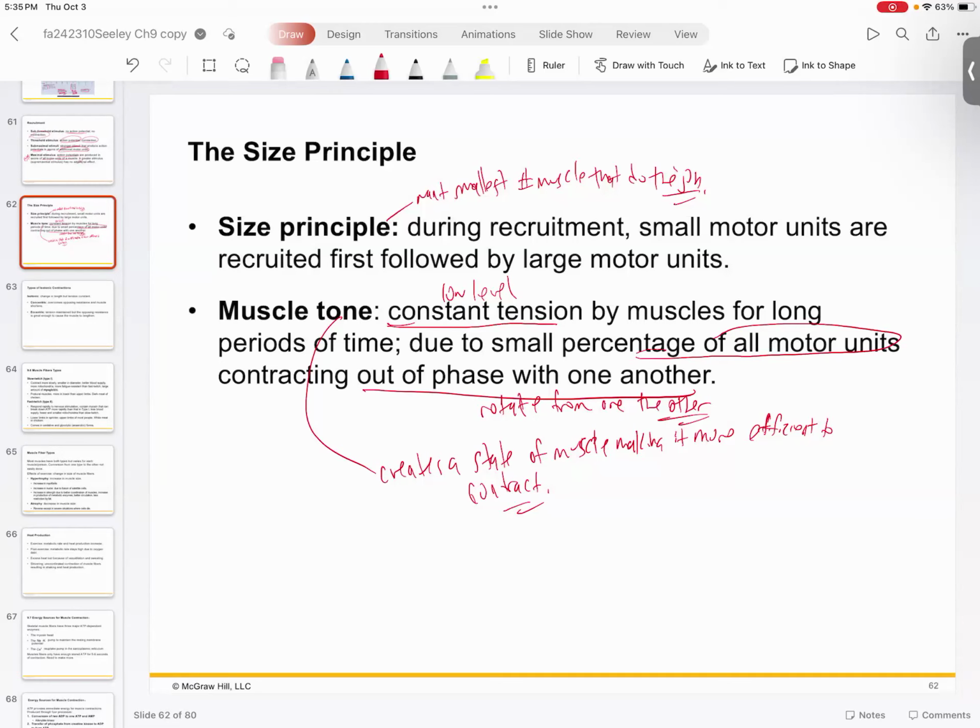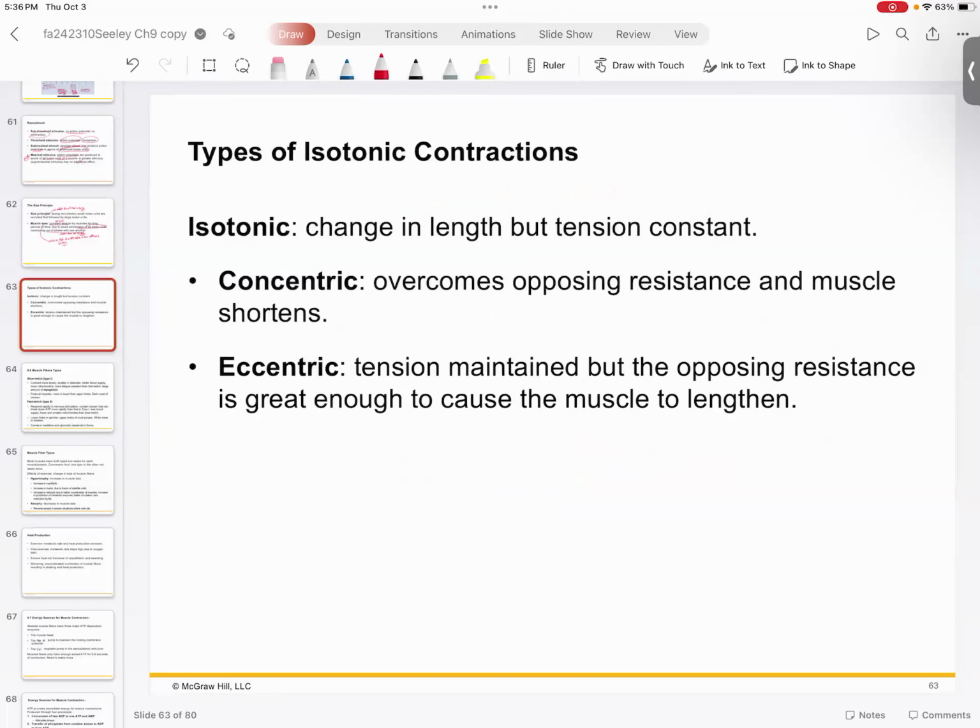By the way, the tonal idea is an important one to understand, because just like there's muscle tone, there's also physiological tone that you will probably run into in AMP2.